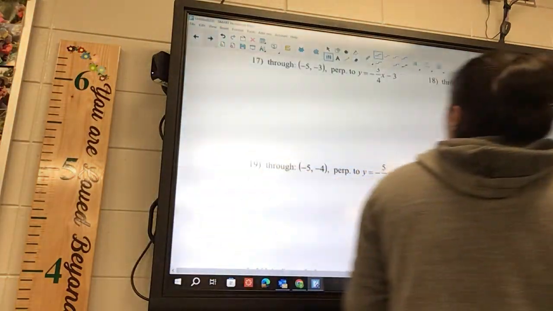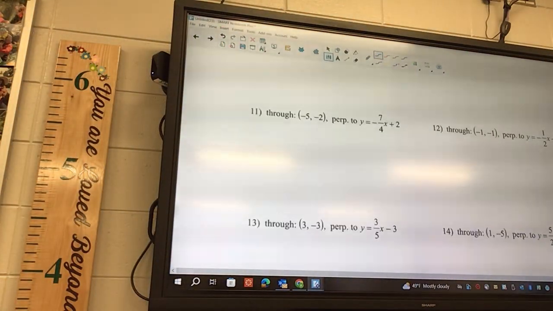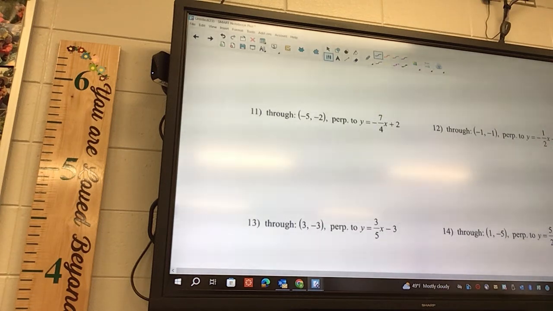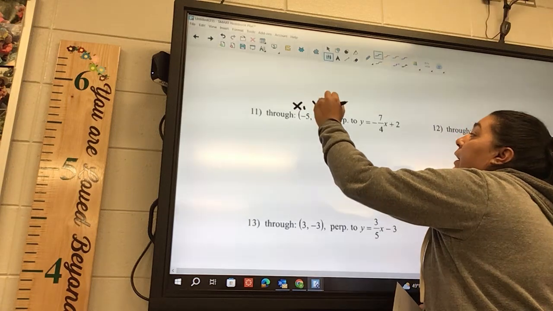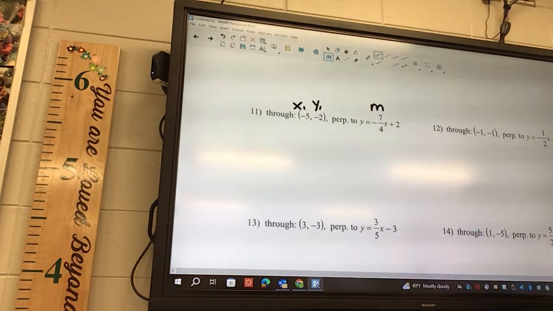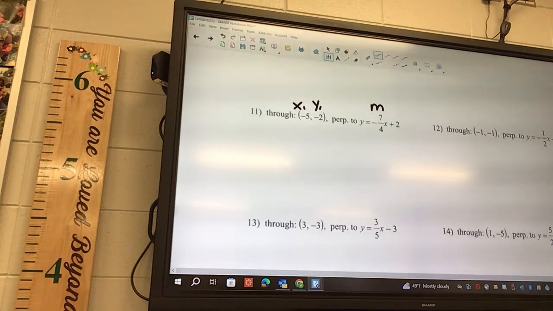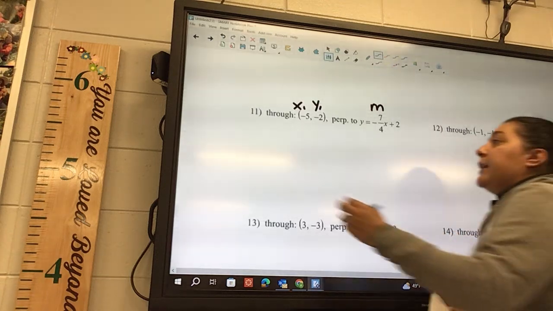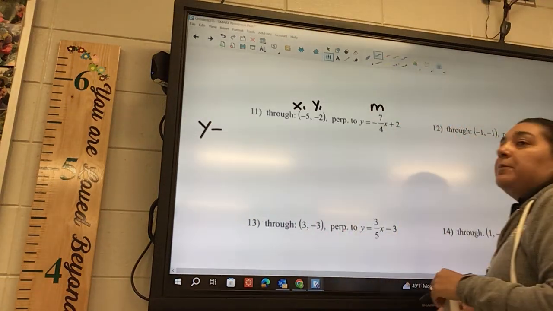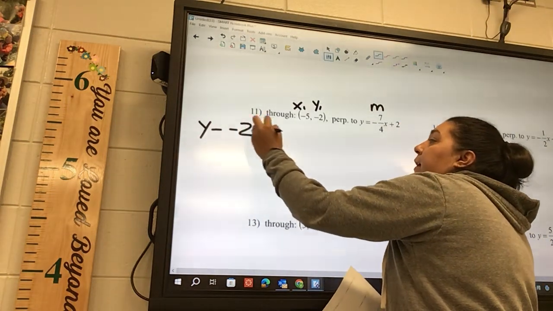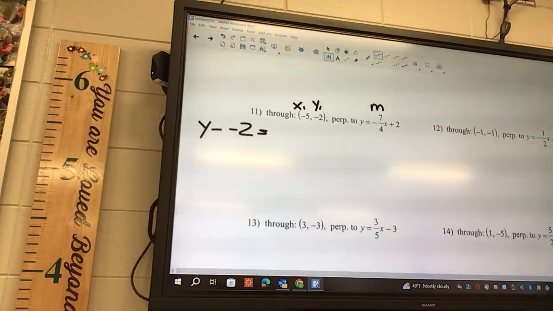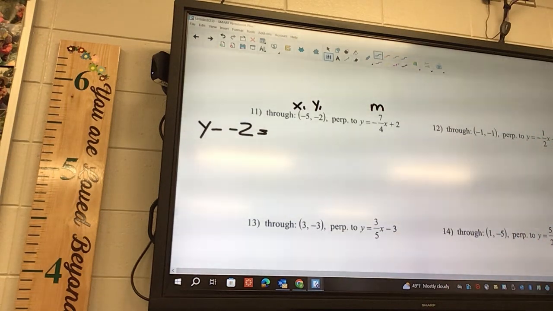Okay, flip the page, look at number 11. So 11 is somewhat similar, okay? What is the difference? They say all perpendicular instead of parallel. Okay, so we're still gonna label x1, y1. And this is my current m, negative 7/4. Okay, so we're gonna say y minus, what is my y1? Negative 2 equals, okay, so for perpendicular you need to do two things. What are they? Switch the sign, so if it's positive, it's gonna be a negative, if it's negative, it's gonna be positive, and then you have to flip it, okay?